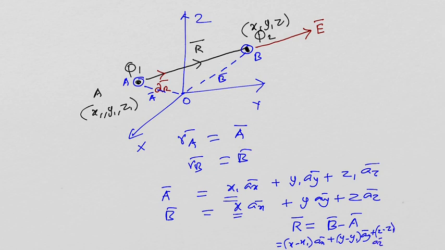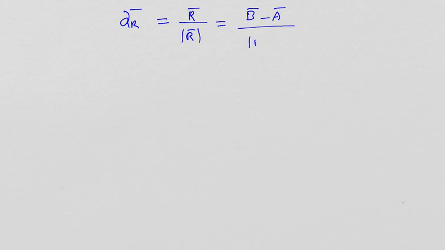Once you know the R vector, I want you to go to the computation of the AR vector. It is the unit vector based on which the direction is estimated. So it is B minus A by the modulus of B minus A.